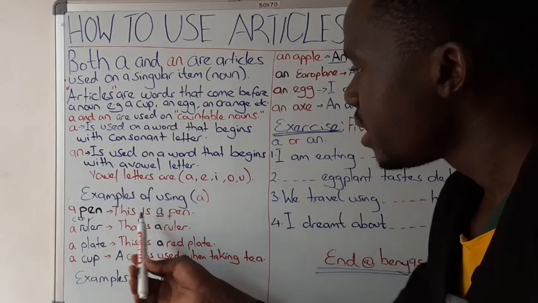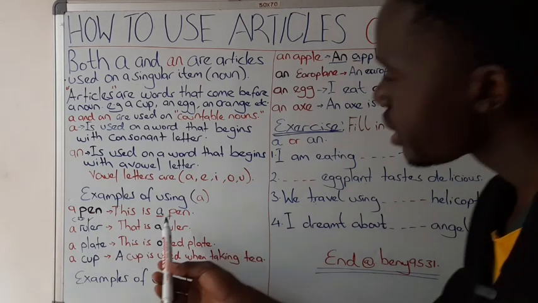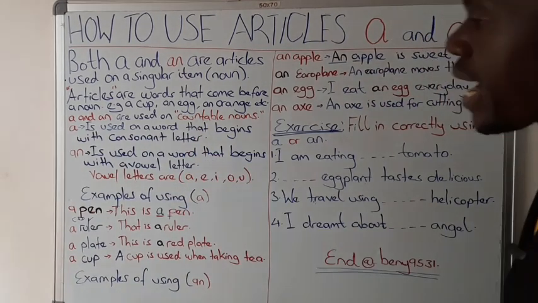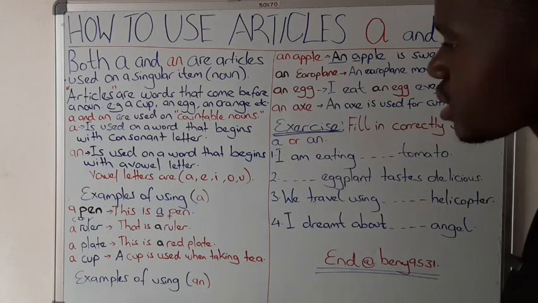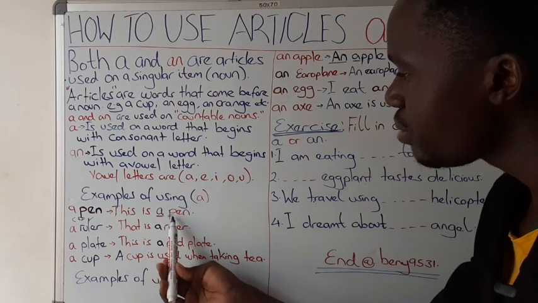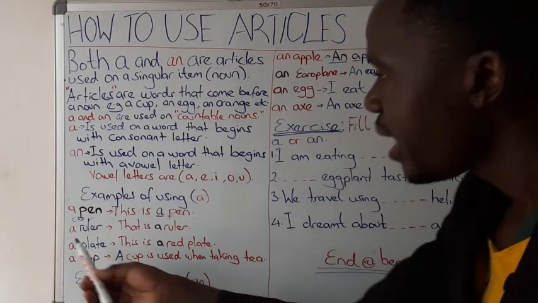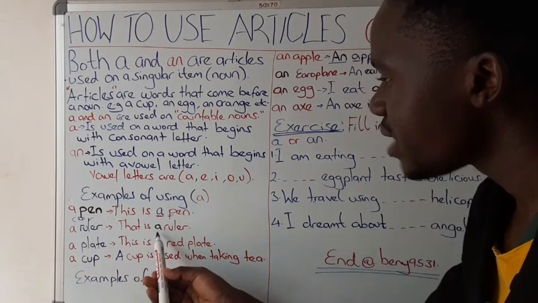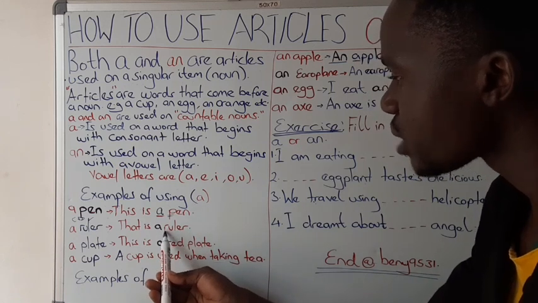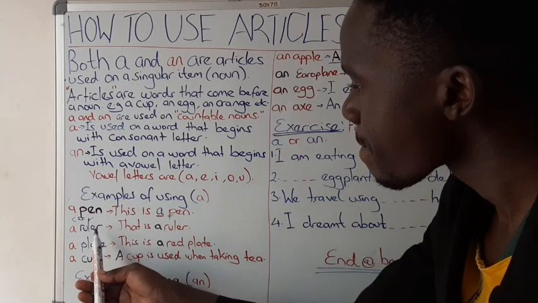For example, this is a pen. So we're talking about one pen and we're using a. We've said a and an are used on singular items or singular nouns. So here we're going to say this is a pen because pen begins with letter P, and P is a consonant letter. Okay, a ruler. That is a ruler because ruler starts with R and R follows under consonant letters. So we're going to say a ruler.